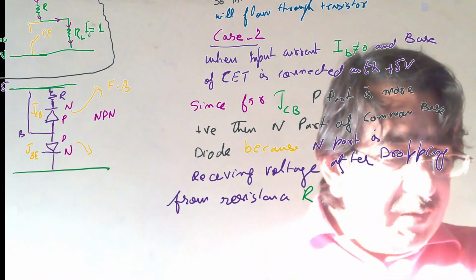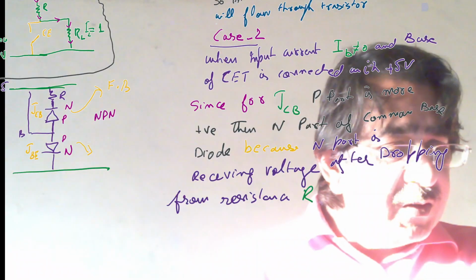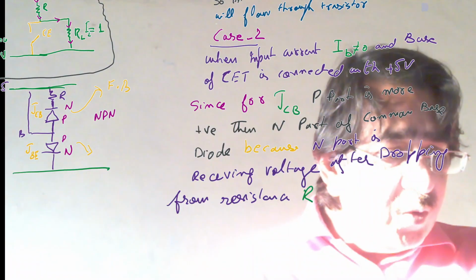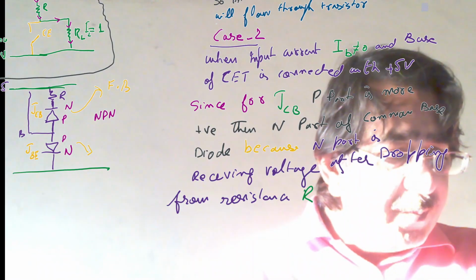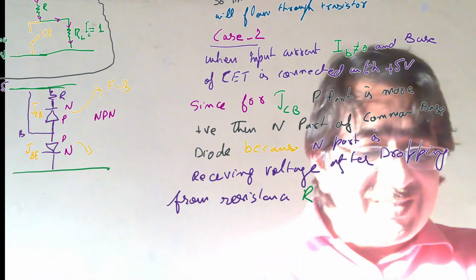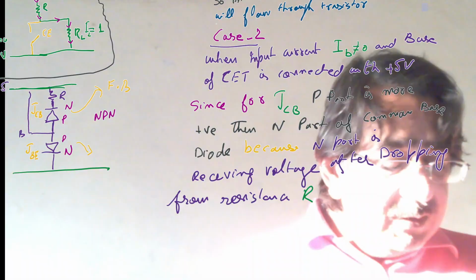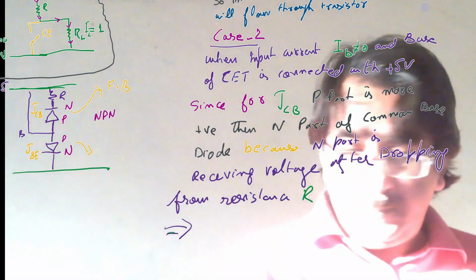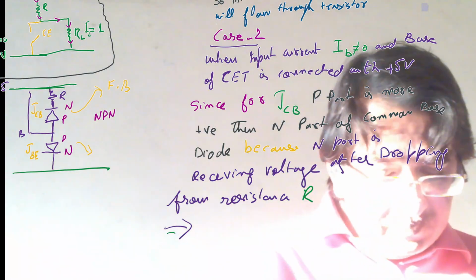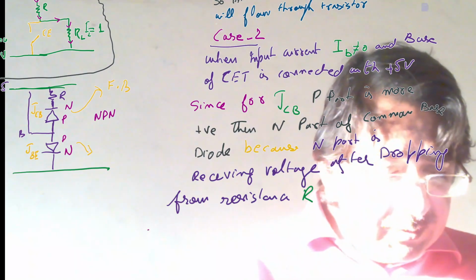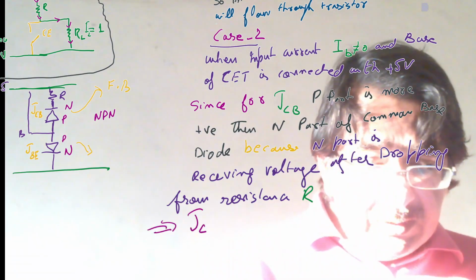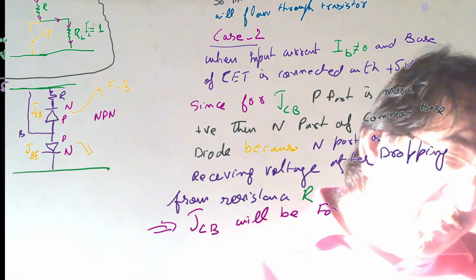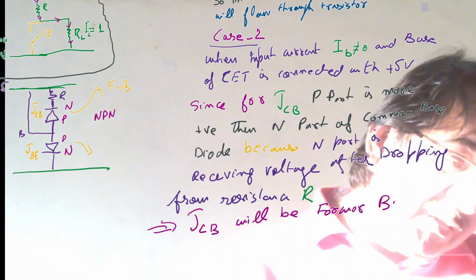So when the input current is not zero and the base is connected with 5 volts, for JCB the P part is more positive than the N part of the common base diode, because the N part is receiving voltage after dropping across the resistance R. This implies that JCB will be forward biased.